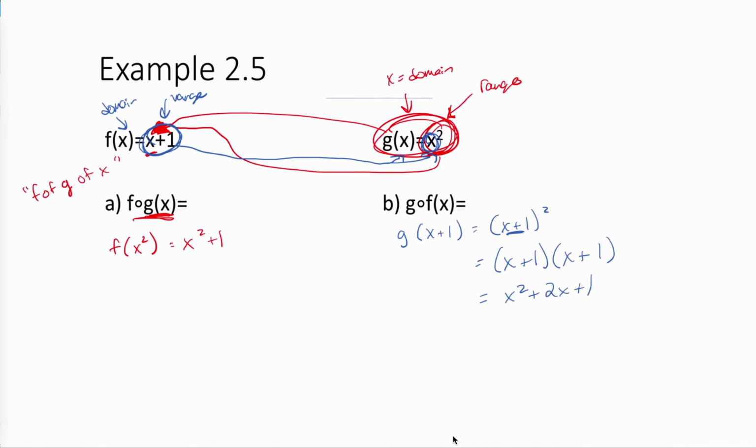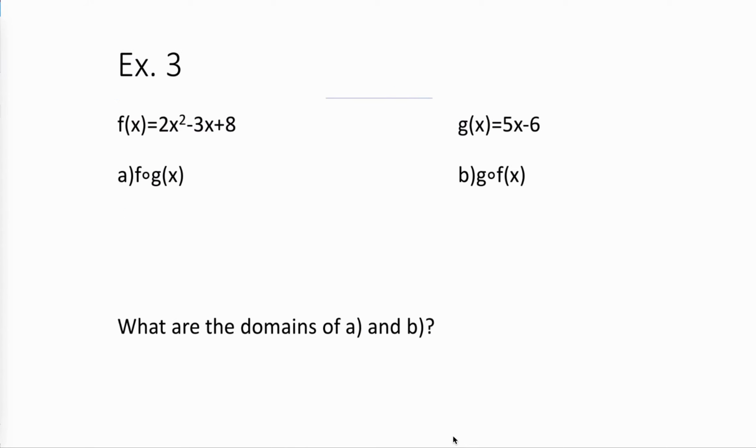1. Note here that f of g of x is not the same thing as g of f of x. All right, here we got x squared plus 1, here we got x squared plus 2x plus 1. So the order matters.